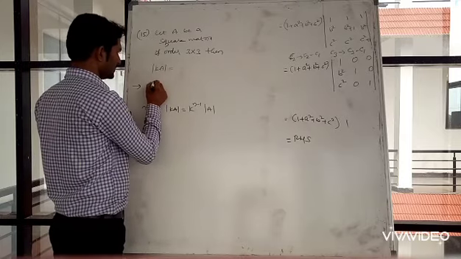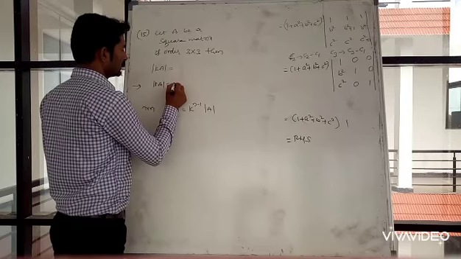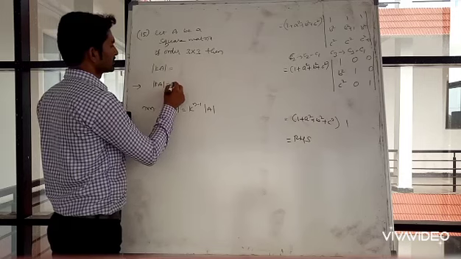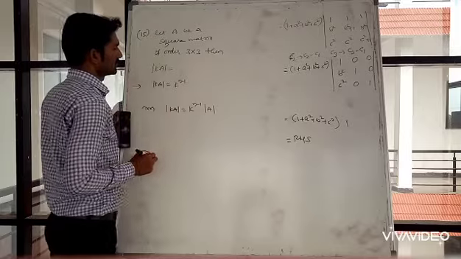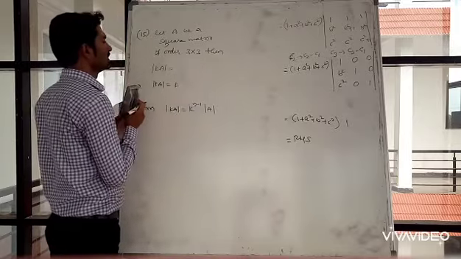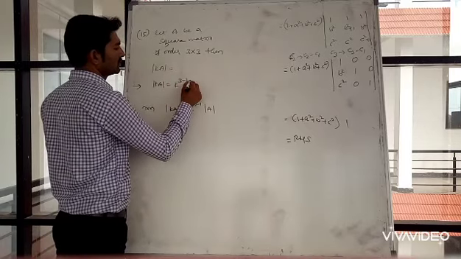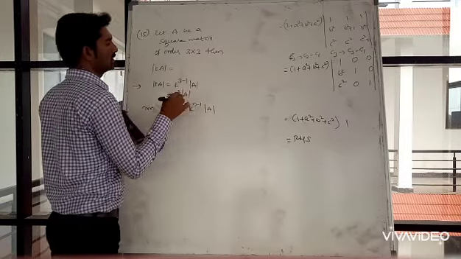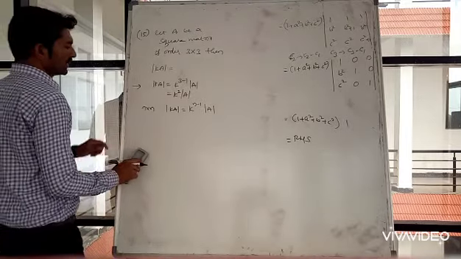So by this, the determinant of K into A is equal to K raised to n minus 1. It will be a square matrix. K raised to n minus 1, n is 3 here. 3 minus 1, into the determinant of A, which is equal to K square into the determinant of A. That is it. By using this theorem.